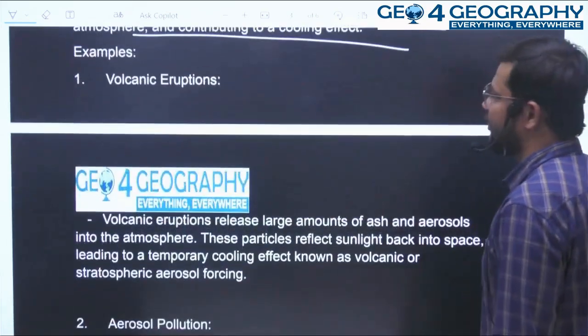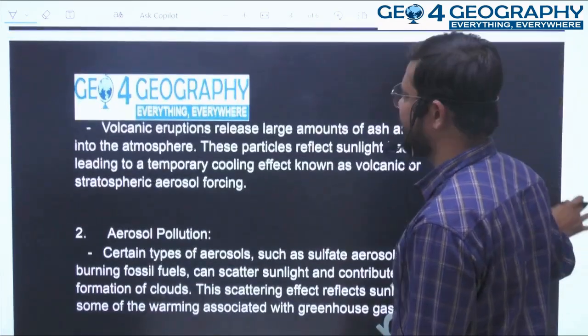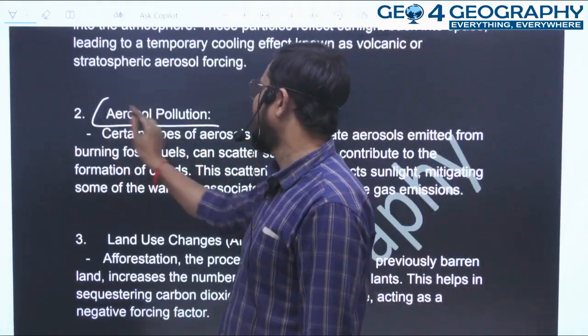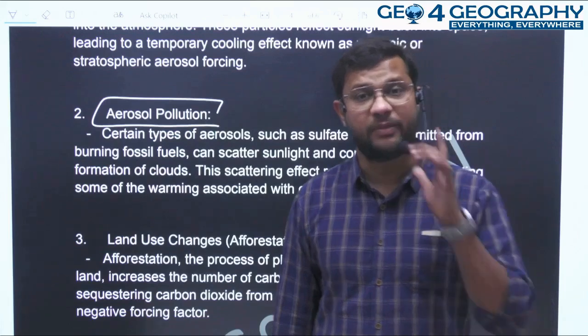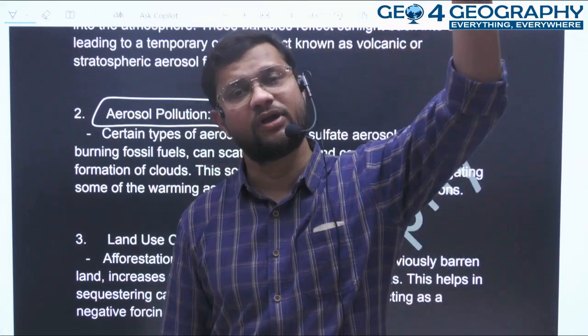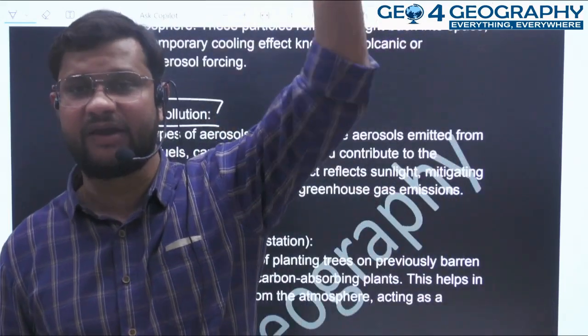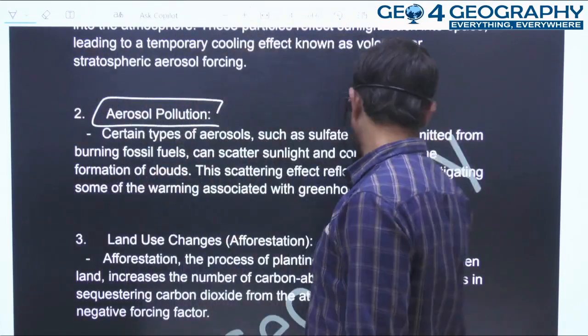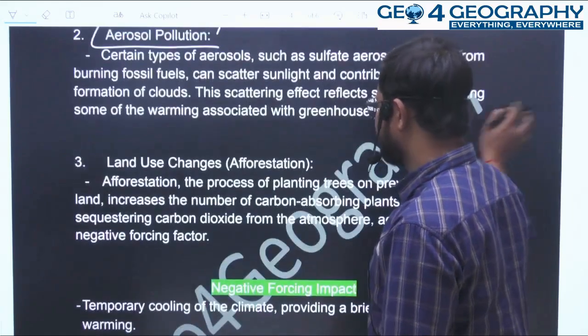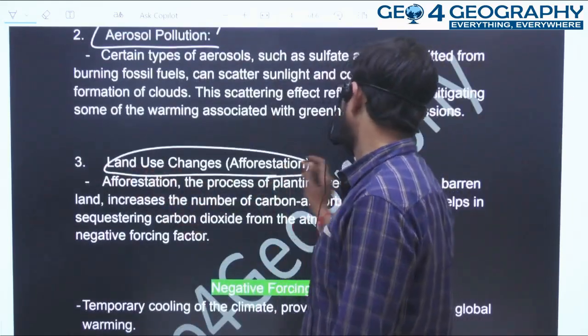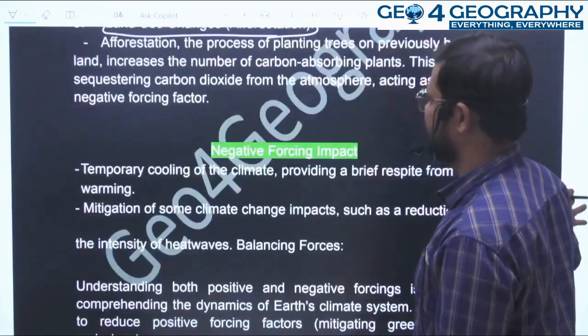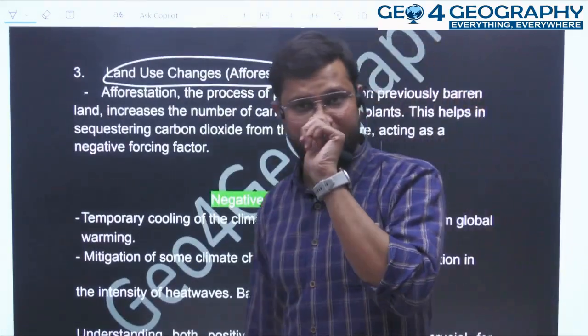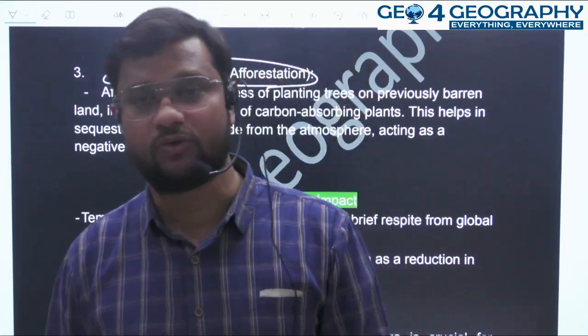इसका best example है volcanic eruption, क्योंकि वो long run में यही करेगा. And aerosol pollution. Aerosols, they are the best reflector. They scatter and reflect the light in the outer atmosphere itself, leading to a cooling effect. So land use changes, afforestation, these are all the responsible cases. You guys can again go through the PPT, this PDF, for further detail.